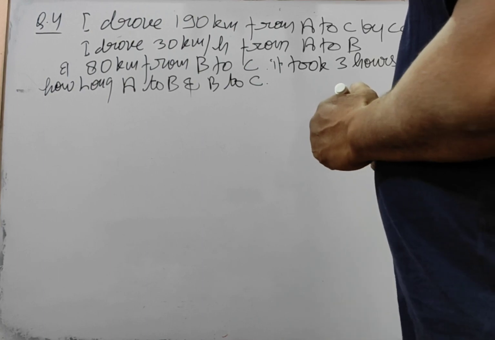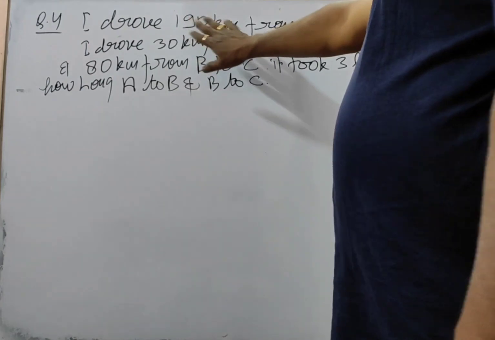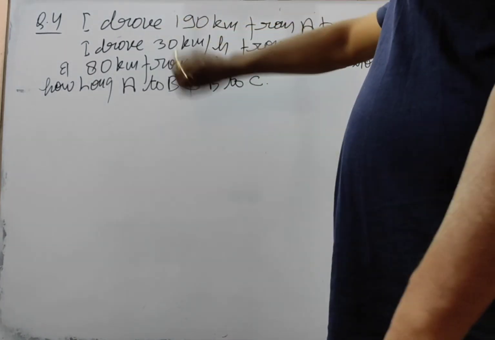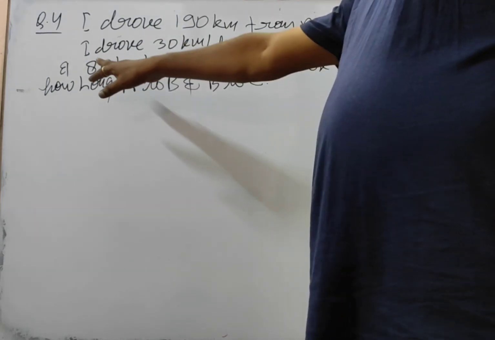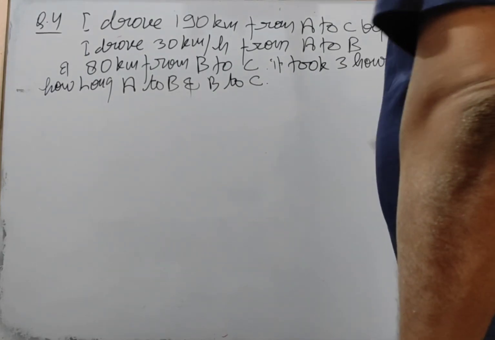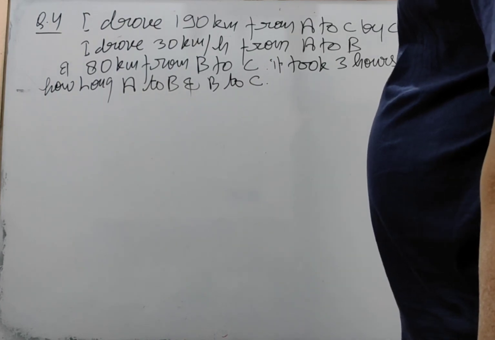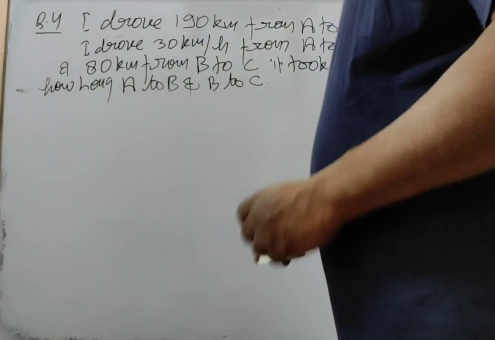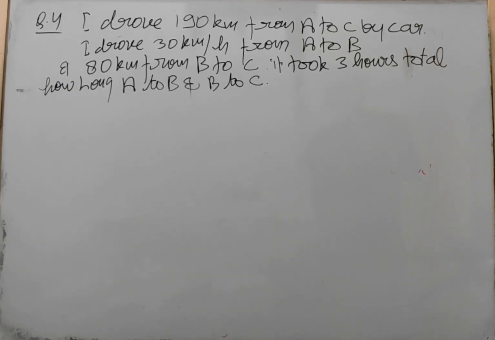Okay. So this is: I drove 190 kilometers. In the first one, A to C, it is given as distance. In A to B it is given as speed, and in B to C it is given again as distance, and the total time is 3 hours. This is correct. So A to C.